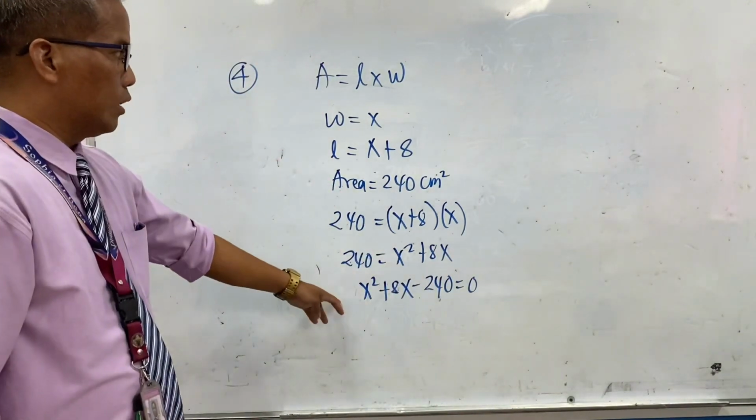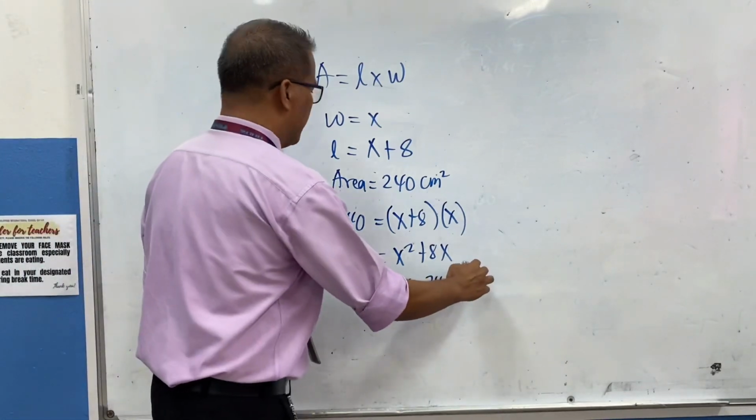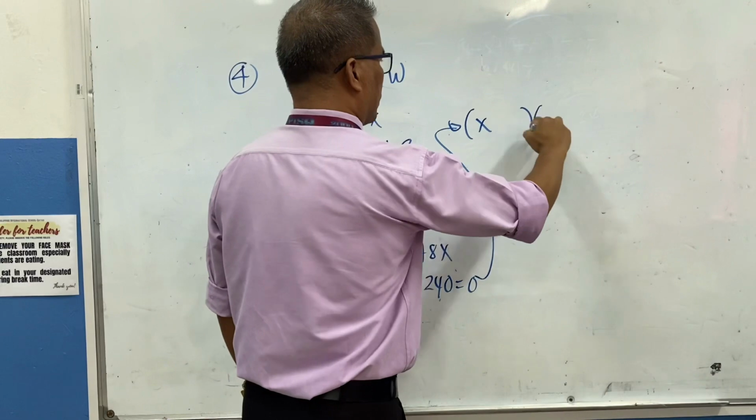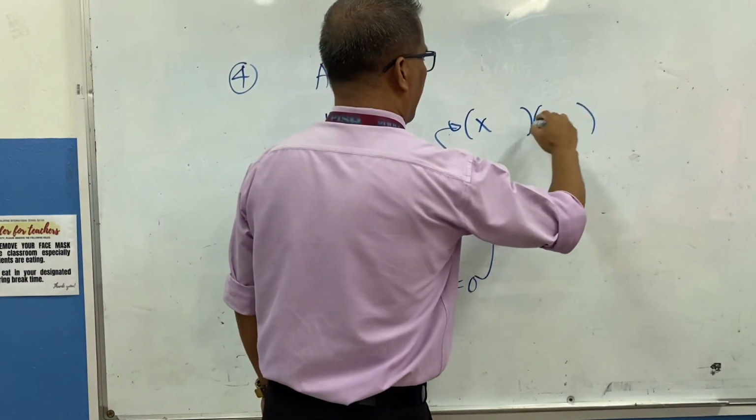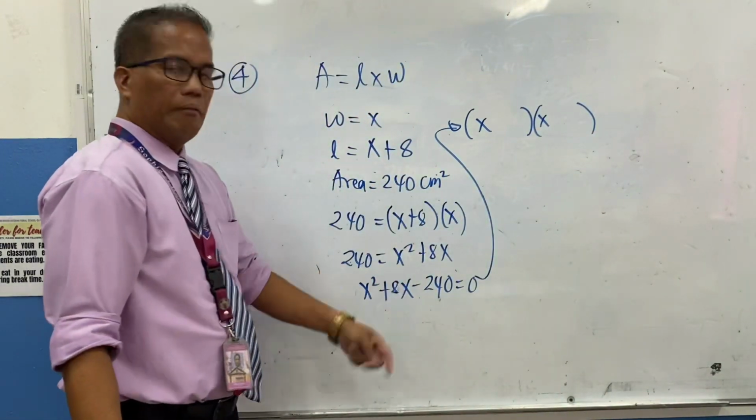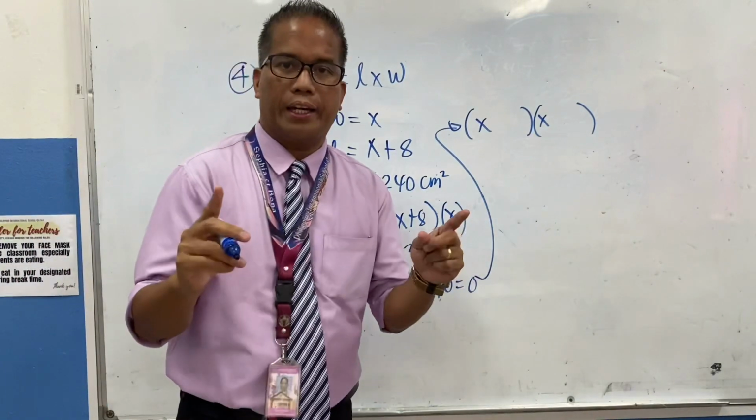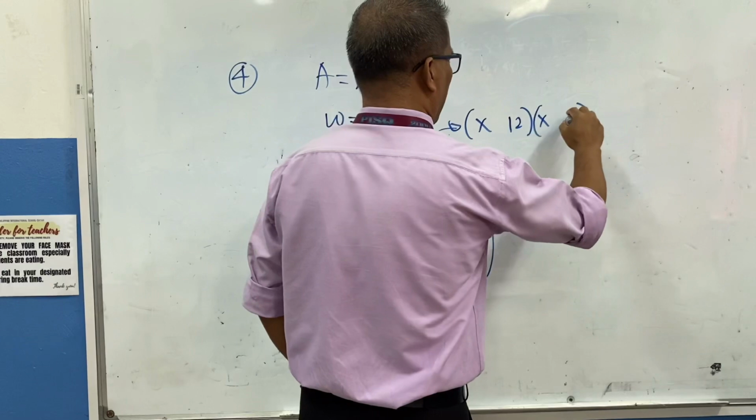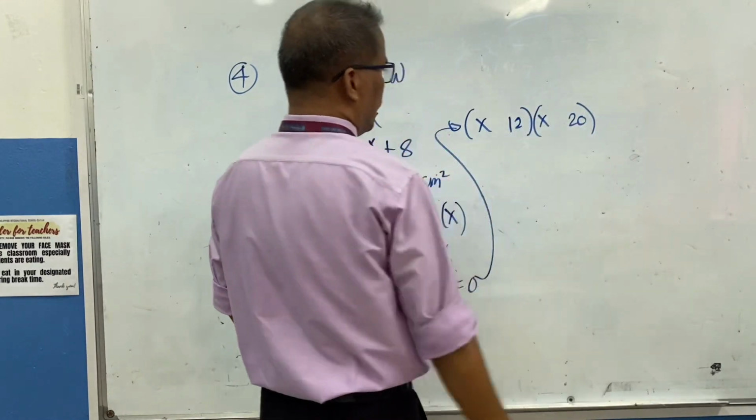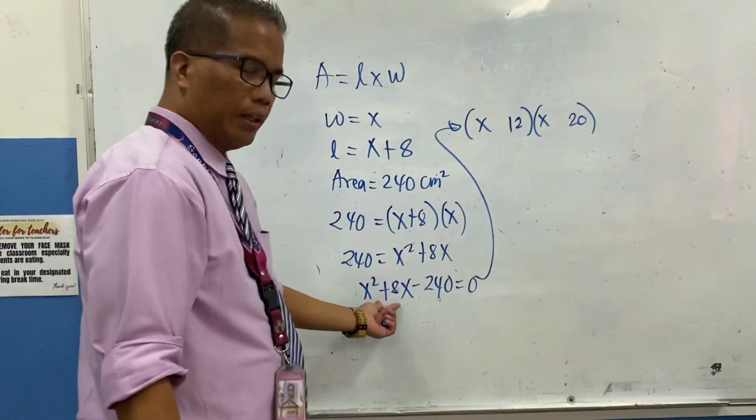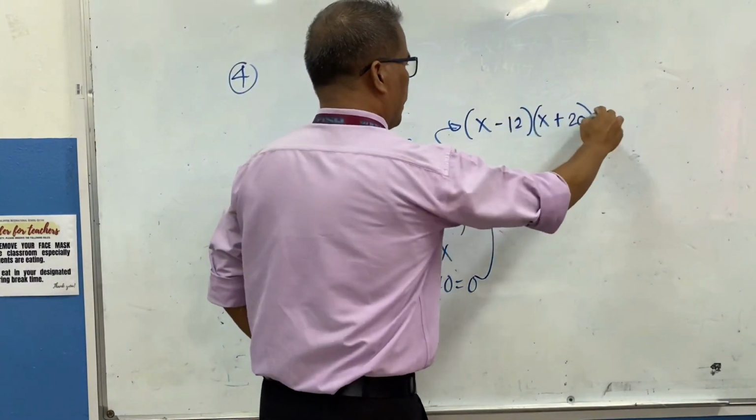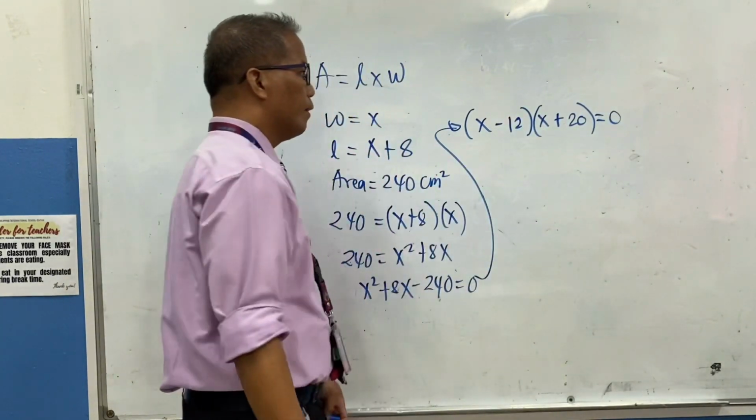Okay, so from this we are going to apply factoring. So we have factors of x squared will be x and x. Then factors of 240 is equal to 12 and 20. Okay, look at the middle term. The middle term has a positive sign. You will put here plus, then here is minus. Of course, equals to 0.